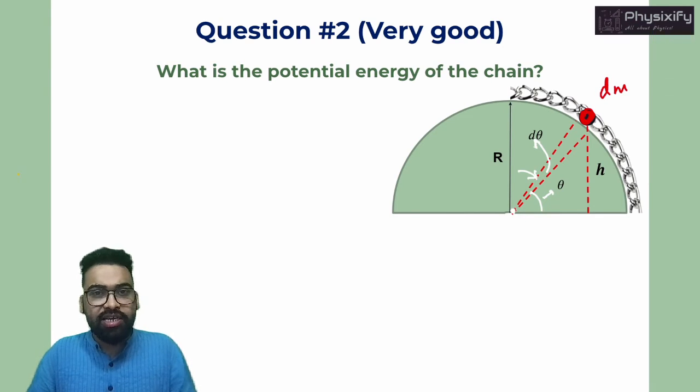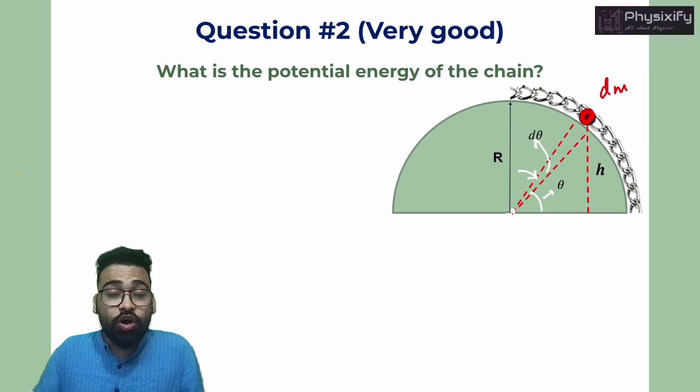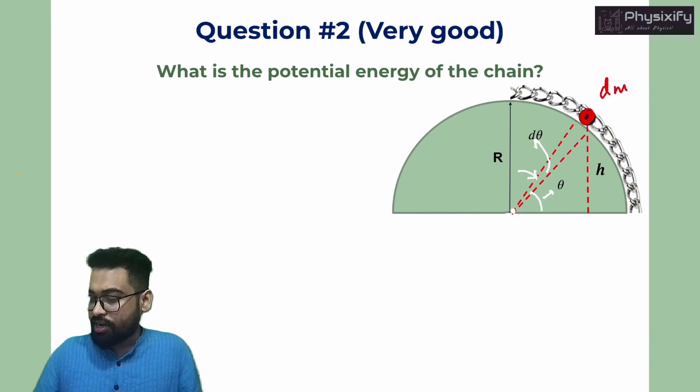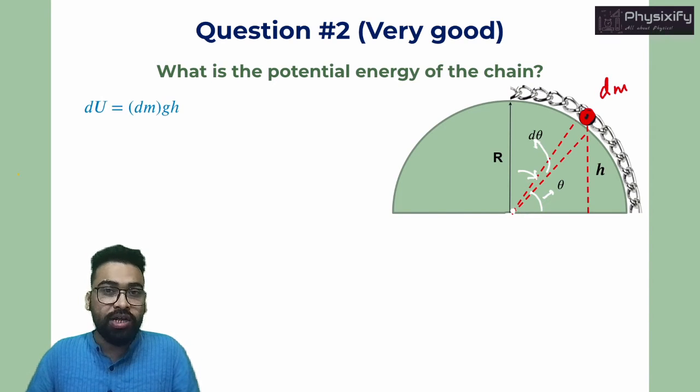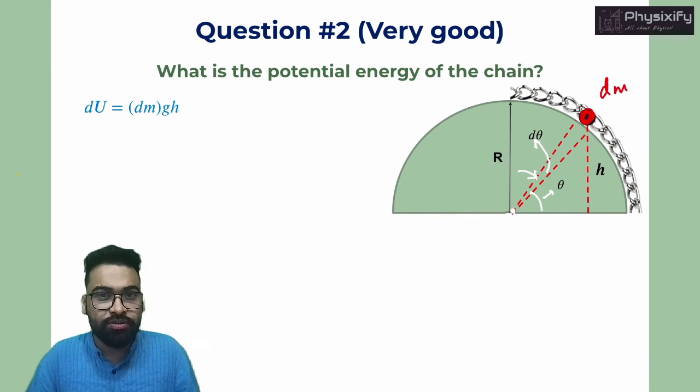Now what I will say is that, since I've taken this for a small dm mass, let me consider this height as h for the mass from the ground. So one thing I can say very easily now is that dU, the small potential energy of the small little mass dm, should be dm into gh, right?